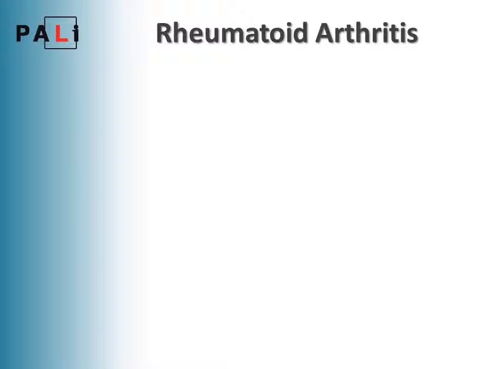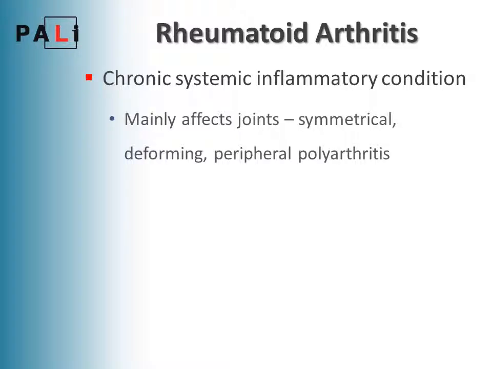Going to move on now to discuss rheumatoid arthritis, and this is a slightly different kettle of fish to osteoarthritis in the sense that it's a chronic systemic inflammatory condition. So as well as mainly affecting joints in what's typically a symmetrical deforming peripheral polyarthritis, by that we mean small joints of the hands and feet are often involved first, and then it might become more centralized. It also affects other systems in the body, the lungs, the cardiovascular system as well. So it's a systemic disease.